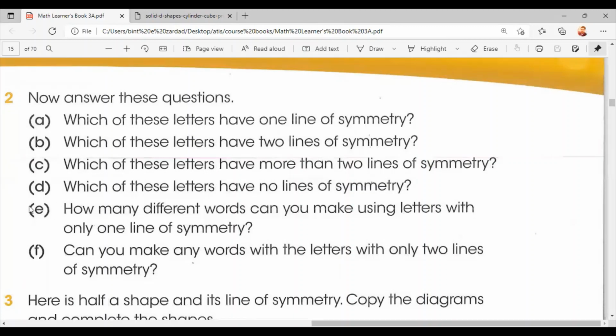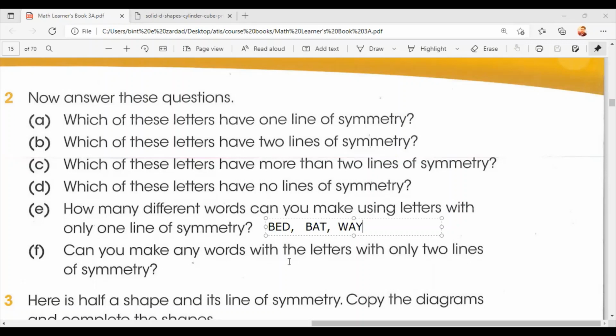Okay, question number 2. How many different words can you make using letters with only one line of symmetry? Only one line of symmetry. So we are using the letters which have only one line of symmetry, like A, B, C, D, E. We can make bed, B, E, D. These are all one line of symmetry. And like this we can make bad. We can make words like this with one line of symmetry letters.